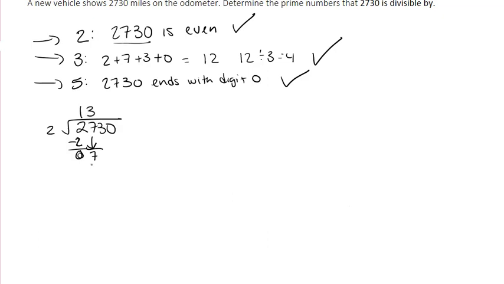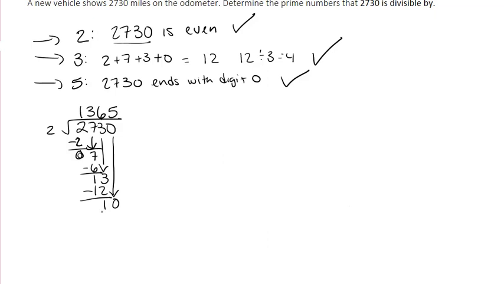So 2 times 3 is 6. Subtract, we get 1. Bring down the 3. 2 can go into 13 6 times. So 2 times 6 is 12. We subtract, we get 1. Bring down the 0. Now 2 can go into 10 5 times.